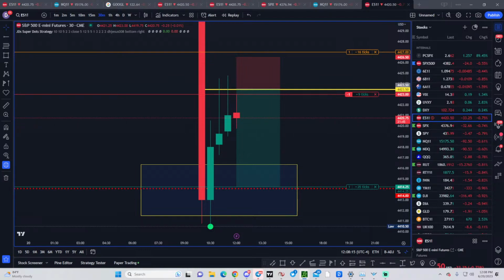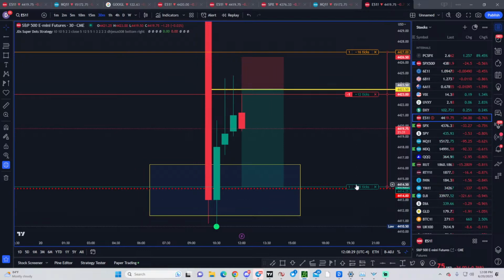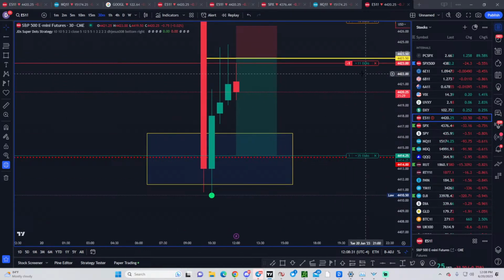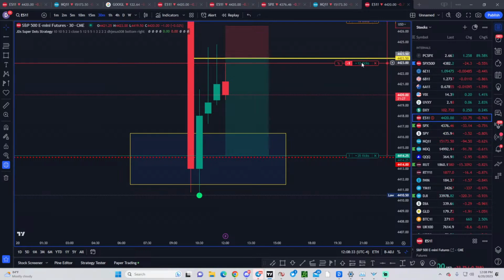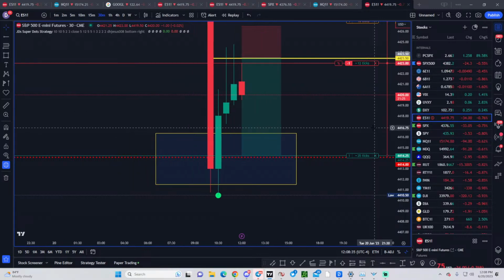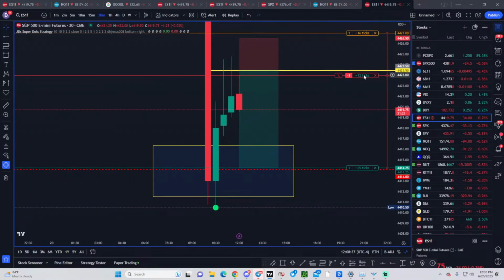We're gonna let the trade run here and see what happens. You can see your P&L in ticks. You can also see it in dollar amount.